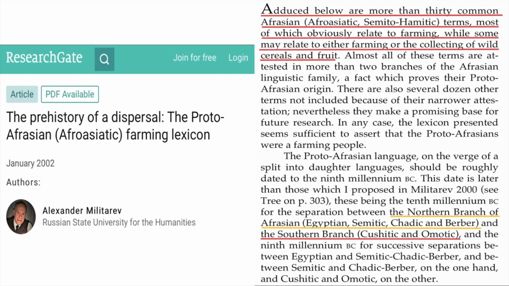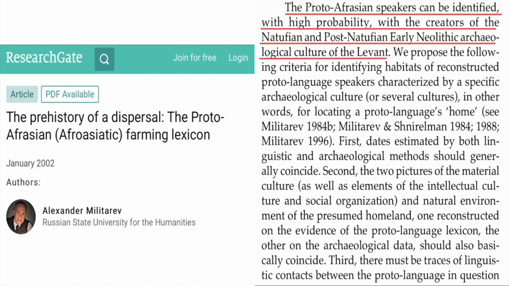So here is a paper from ResearchGate, The Prehistory of a Dispersal: The Proto-Afrasian, Afro-Asiatic Farming Lexicon. This is by Alexander Militarev. And he says, deduced below are more than 30 common Afrasian, Afro-Asiatic, Hamito-Semitic terms, most of which obviously relate to farming, while some may relate to either farming or the collecting of wild cereal and fruit. The northern branch of Afrasian, Egyptian, Semitic, Chadic, and Berber, and the southern branch, Cushitic and Omotic. The Proto-Afrasian speakers can be identified with high probability with the creators of the Natufian and post-Natufian early Neolithic archaeological culture of the Levant.